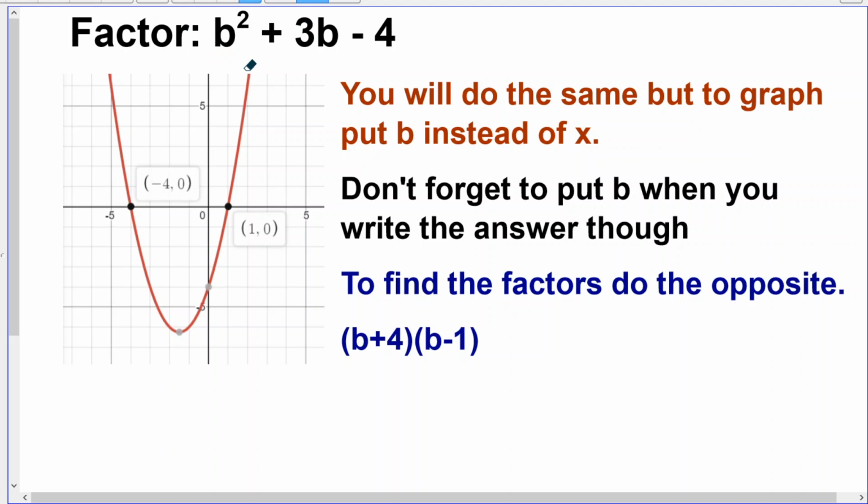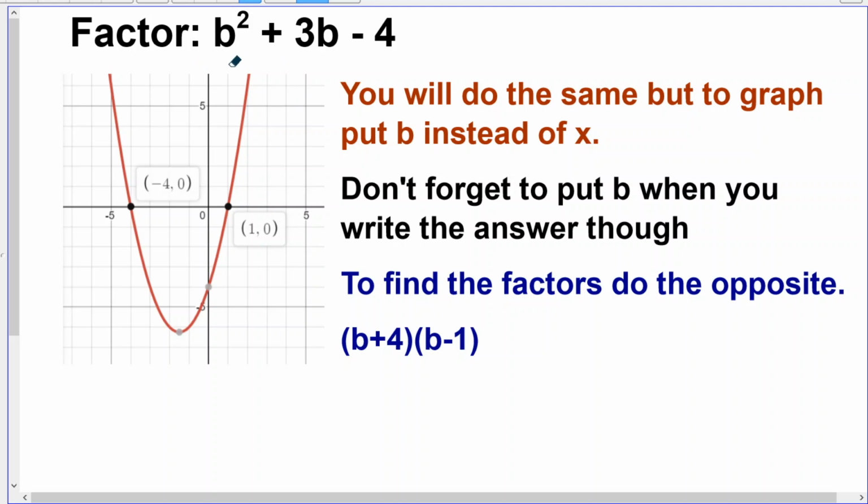Now, if you get the same question, but it gives you a different letter, then it won't actually let you graph this immediately on Desmos. So do the same thing, but remember to change the b to an x. So just put x squared plus 3x minus 4. Take out your two numbers again, the x-intercepts, where it crosses the axis, and then do the opposites to find out what the factors are. But just remember at the end of the question, don't put x, put whatever the original letter was in this question.